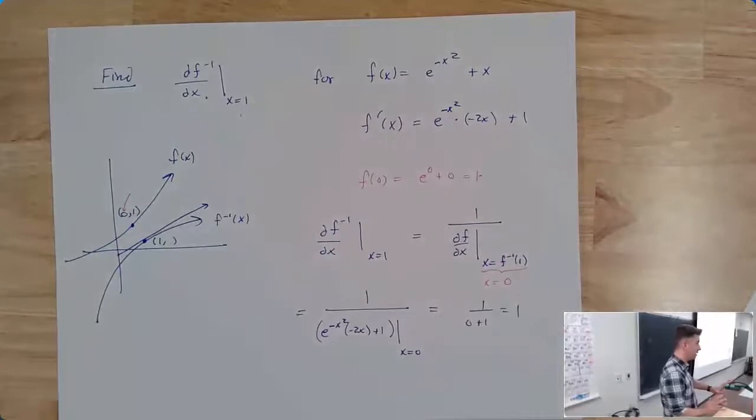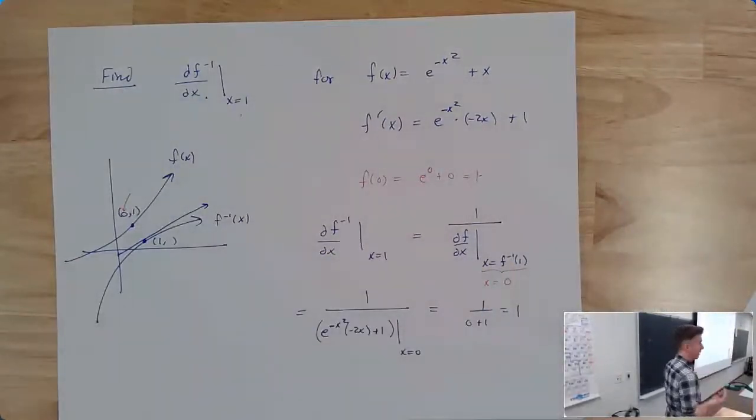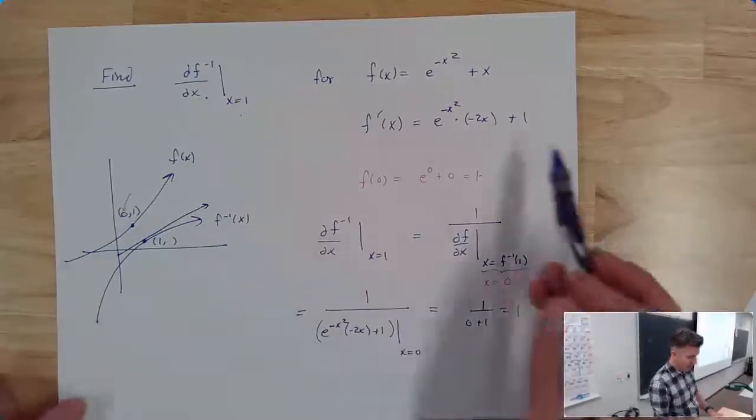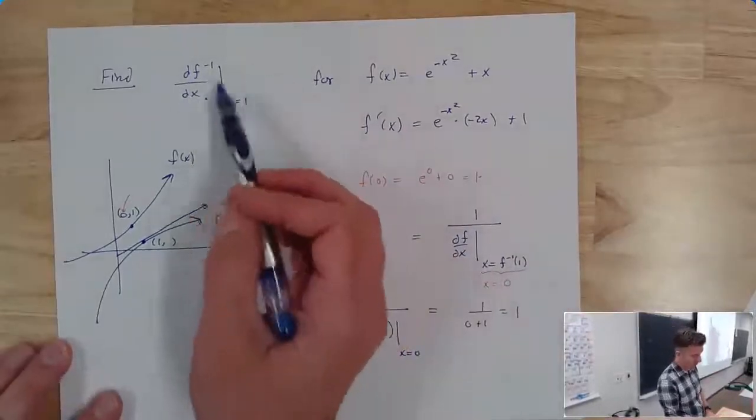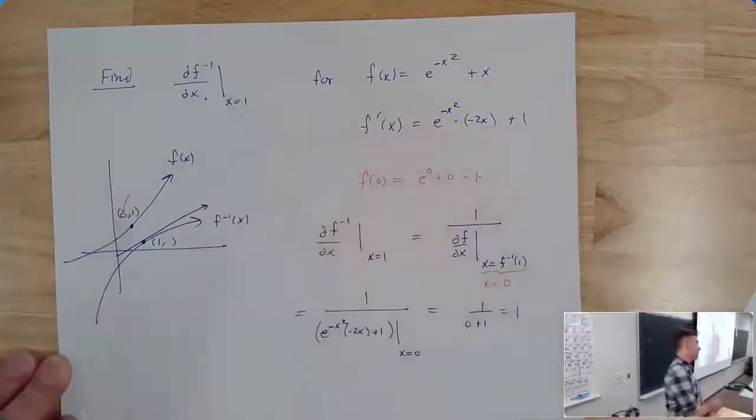But that's the idea. To me, the hard part of this problem is not finding the derivative of whatever. That's fine. It's figuring out what you're supposed to plug in. And the thing you're supposed to plug in is the f inverse of what you're trying. So if you're trying to find the derivative of f inverse at some point, the actual thing you have to plug in is the inverse function of that point.